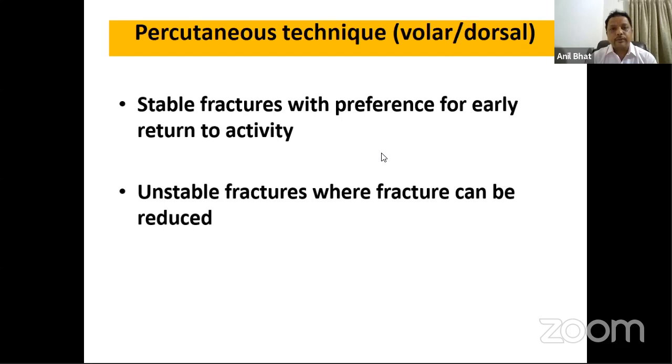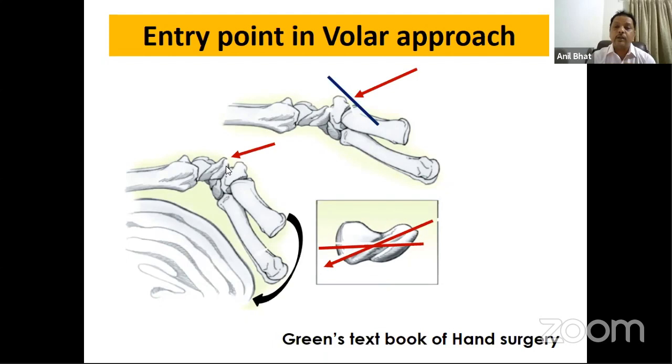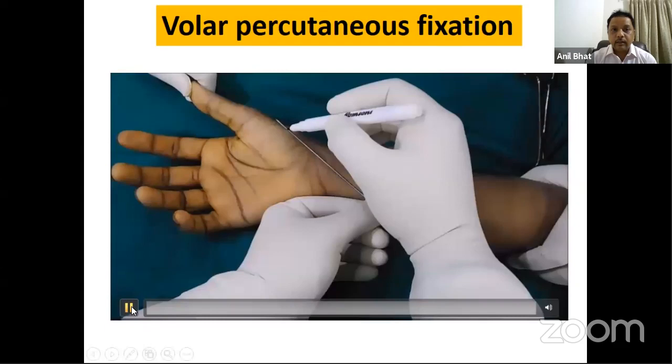The volar approach, what I'm showing, the entry point is always very difficult if the wrist is in a neutral kind of position. But if you hyperextend the wrist, the scaphoid comes out here, and that becomes easy for you to get into the axis of the scaphoid itself. In the volar approach, it's very difficult to get a central access compared to a dorsal approach, but still it's manageable. So this is how a volar percutaneous fixation happens.